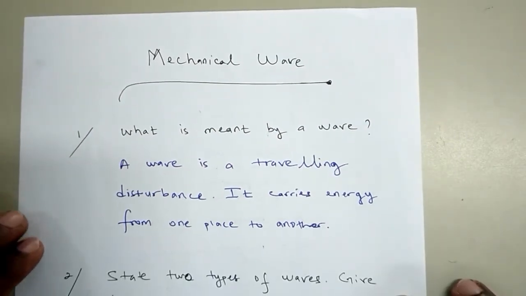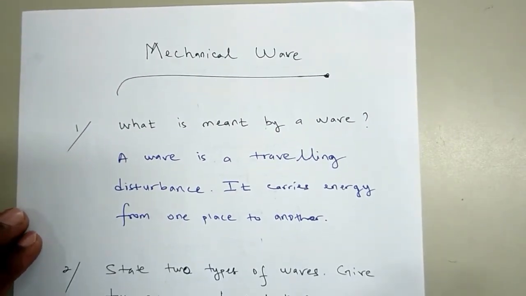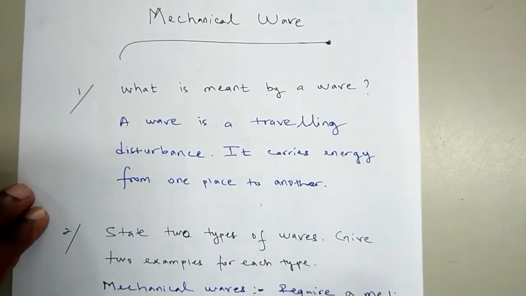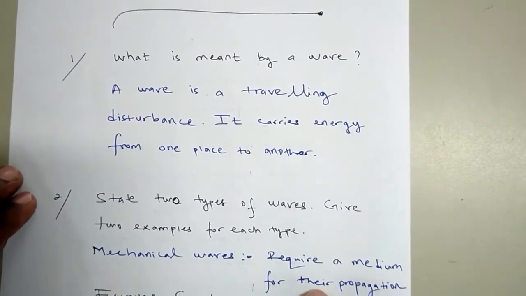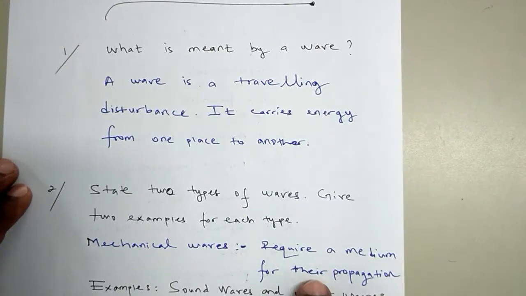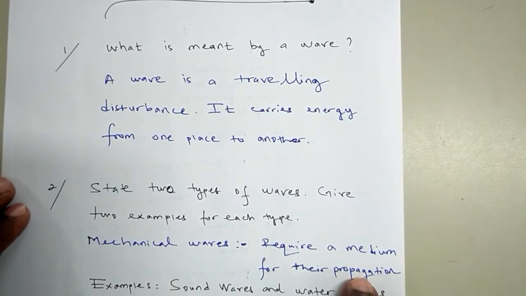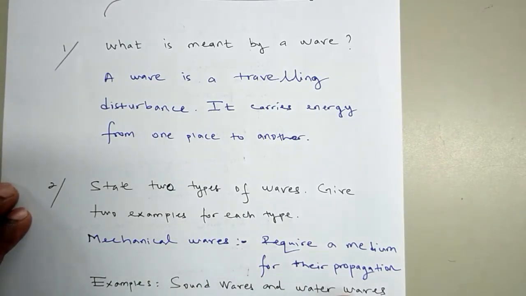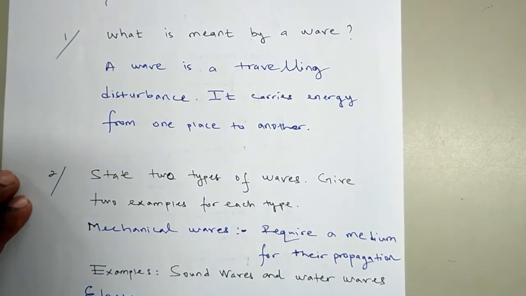State two types of waves. Give two examples for each type. So one is mechanical waves, which require a medium for their propagation. Examples of mechanical waves: sound waves and water waves. So these are the two examples for mechanical waves.